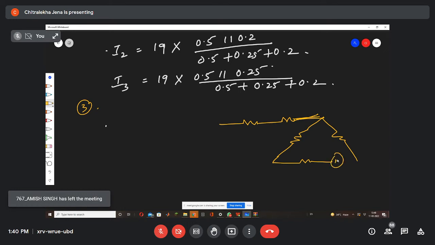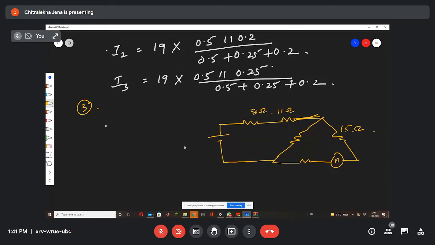One ammeter is connected here. This is 15 ohm, this one is 11 ohm, this is 8 ohm. Another battery I am giving you, this is E. This is 11 ohm and this one is 13 ohm. A voltmeter is connected across the 8 ohm, and it shows 20 volt.